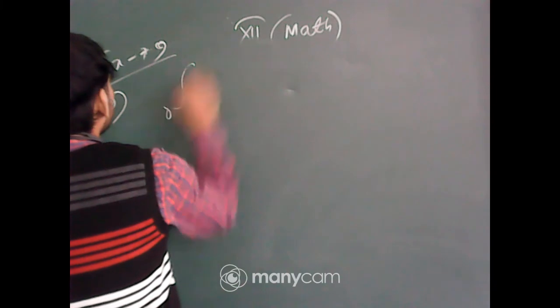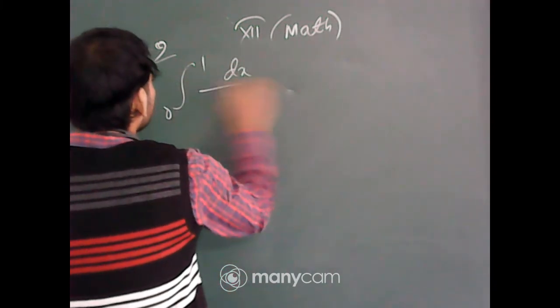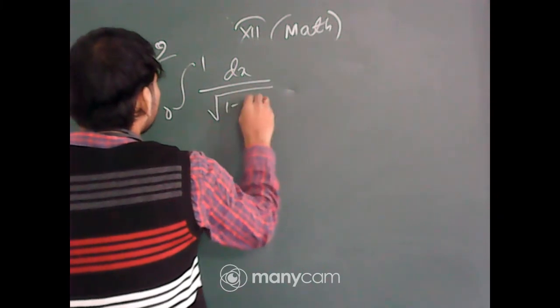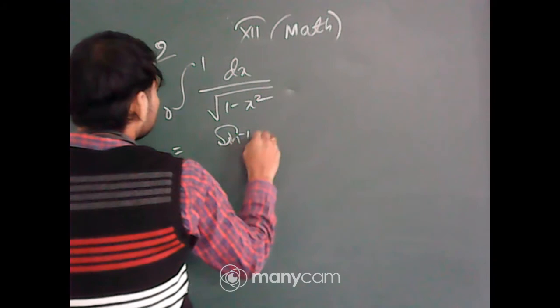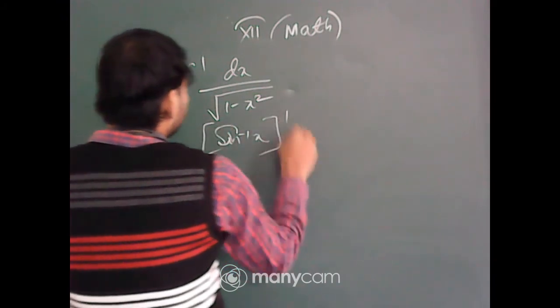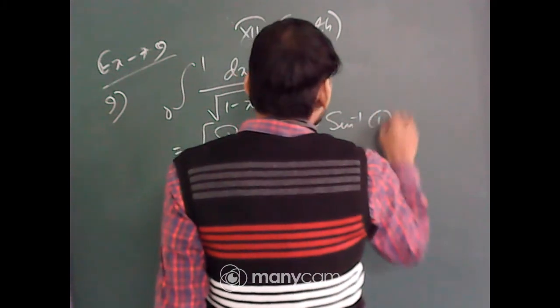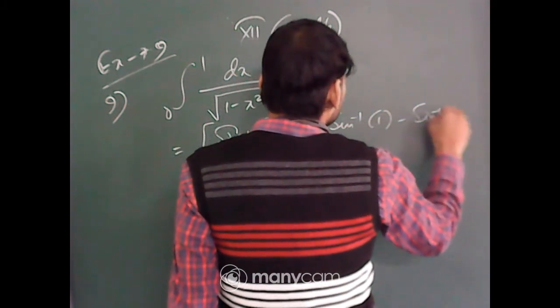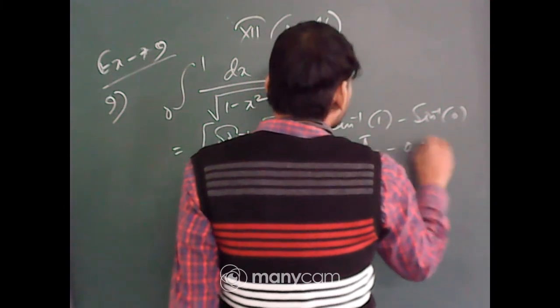Question number 9, that is integration 0 to 1 dx by root over 1 minus x square. It will be sine inverse x. Now put the limits, sine inverse 1 minus sine inverse 0, that is pi by 2 minus 0, that is pi by 2.